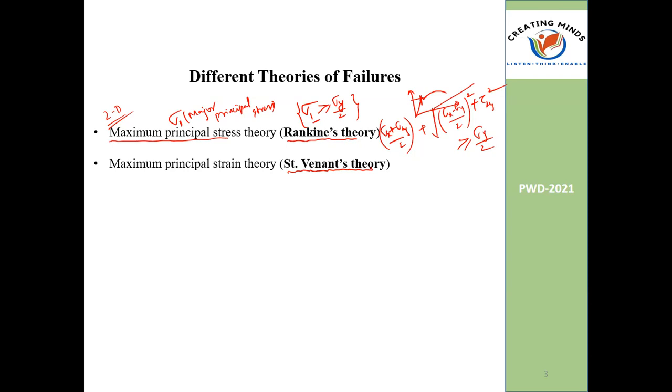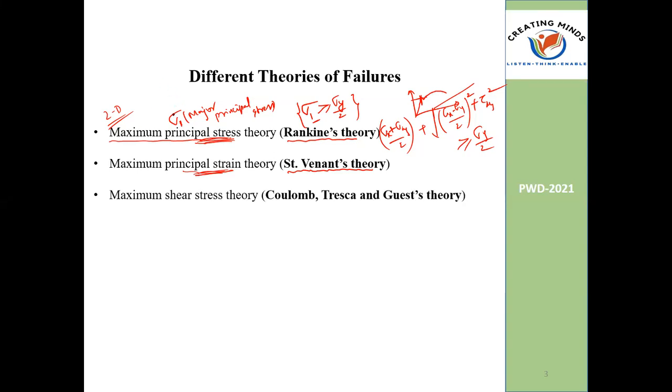What is maximum principal strain? It indicates the material fails in strain, whereas here the material fails in stress. If the material fails due to excessive strain, the theory is called maximum principal strain theory. If the material fails due to maximum stress, it is called maximum principal stress theory. Maximum principal stress theory is also called Rankine's theory. Maximum principal strain theory is also called Saint Venant's theory. Clear? Yes.